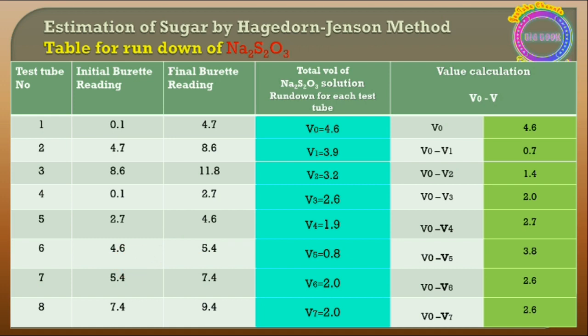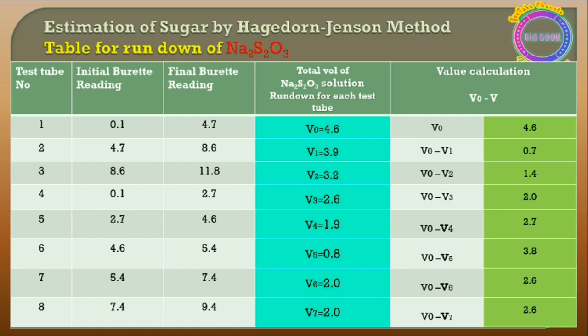Further, in this column we are seeing that the total volume of the sodium thiosulfate solution run down for each test tube will be recorded. It means that whatever the initial reading and the final reading are, the difference between them will be considered. So the difference, or the subtraction, is 4.6, 3.9, 3.2, 2.6, 1.9, 1.8 and 2. The volume is in ml.